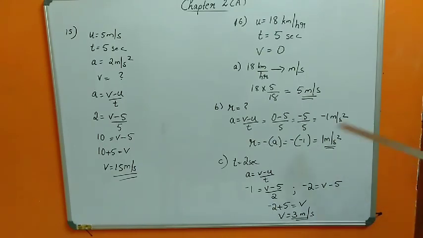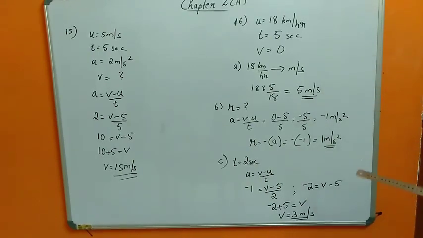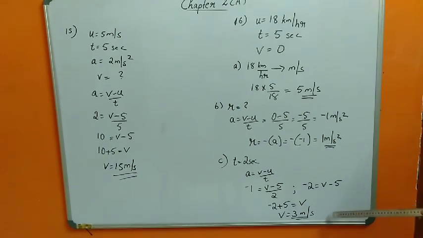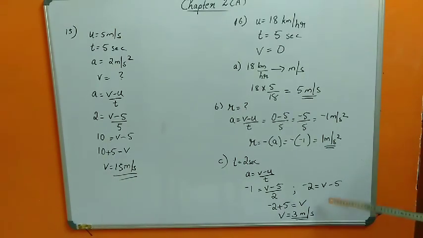Negative 5, when you go to the LHS side, will become positive. So negative 2 plus 5 equals v. Negative 2 plus 5 is 3 meter per second. So the velocity after 2 seconds: initial velocity was 5 meter per second, after 2 seconds its velocity reduces to 3 meter per second. Again after 3 more seconds, it will come to rest. So the final velocity after 2 seconds is 3 meter per second. Hope you all understood the problems of chapter 2a. Thank you.